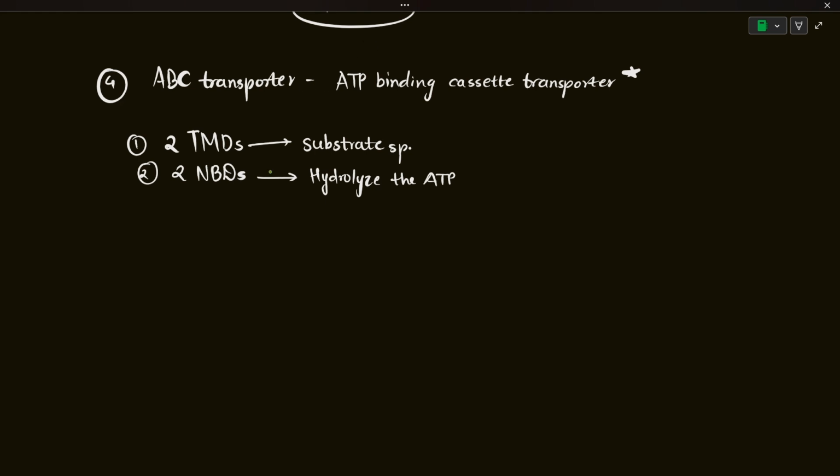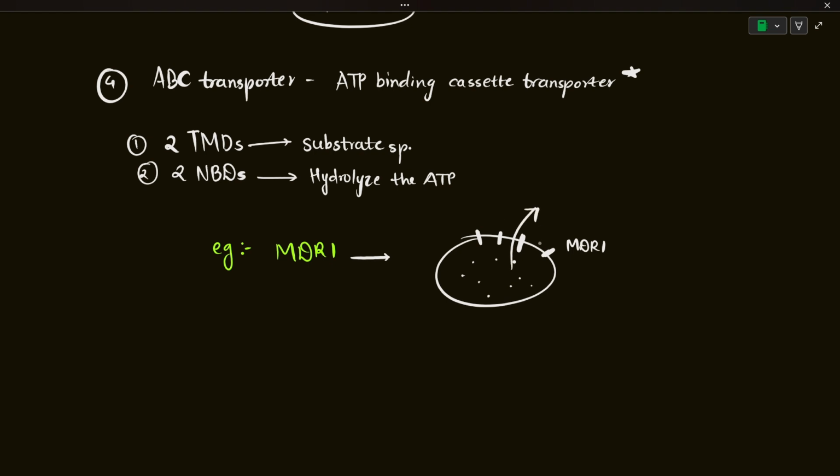A very famous example of ABC transporters is the MDR1 protein, which is also P-glycoprotein. This is usually found on the bacterial membrane. So what does it do? It actually pumps out. Let's say that the bacterial cell has taken in antibiotics, but the bacterial cell also has this MDR1 protein. Now the antibiotic will be pumped out of the cell, and if the antibiotic is being pumped out of the cell, that antibiotic can't work on its target.